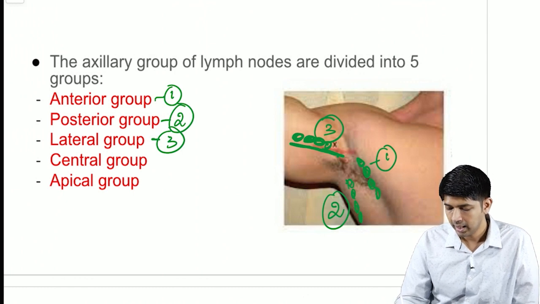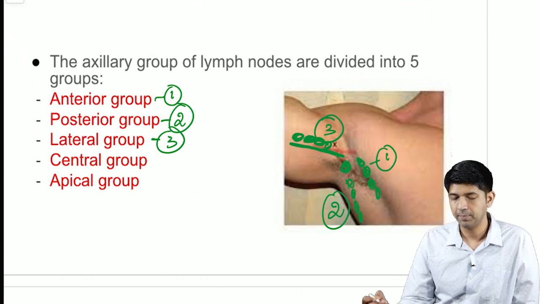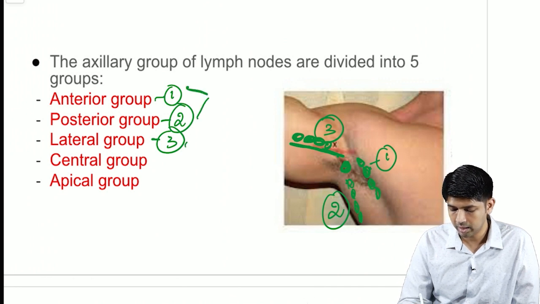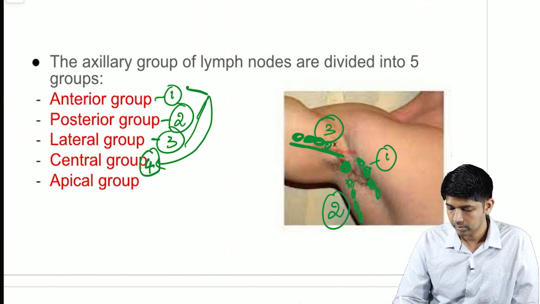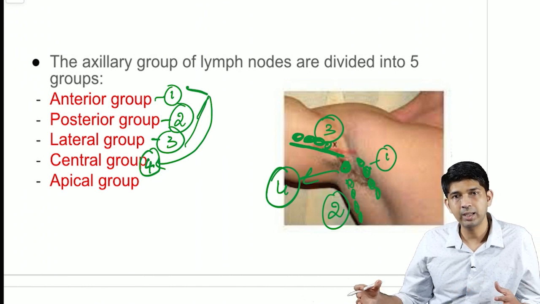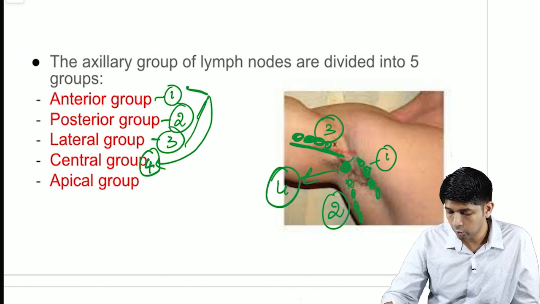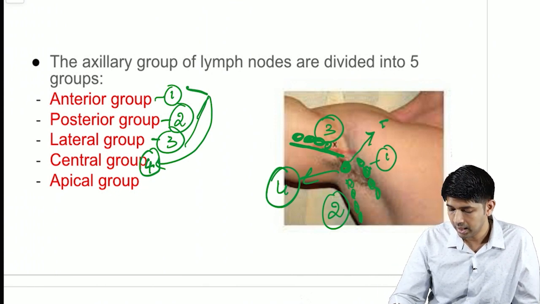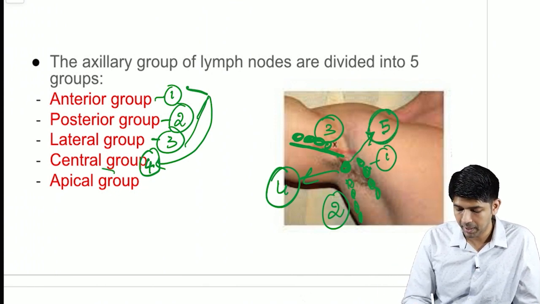And the central is at the apex of the axilla. Alright. So all these 3 areas, that is 1, 2 and 3, will eventually drain into the central group, which is 4. Alright. So the central is 4. And after all this, after it has come to the central group, only then it goes higher up, much deeper inside the axilla, to level 5, which is called the apical group.